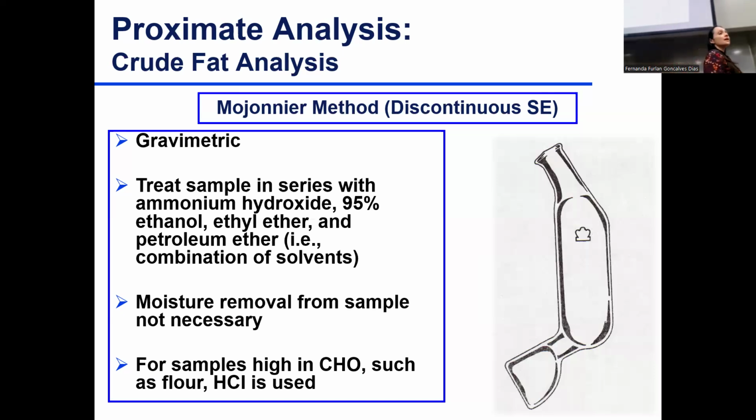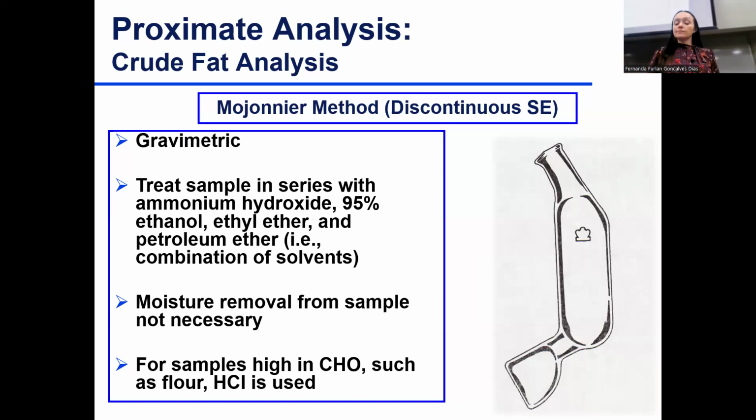We are adding all this ethanol, ammonium hydroxide. And for samples that are rich in carbohydrates, remember, lipids can bond to carbohydrates and are very hard to separate. Such as flours, we do add HCl. We end up adding HCl to almost all the samples just to be sure that we are hydrolyzing everything and breaking down. But officially, you only need it for protein and carbohydrate-rich samples.